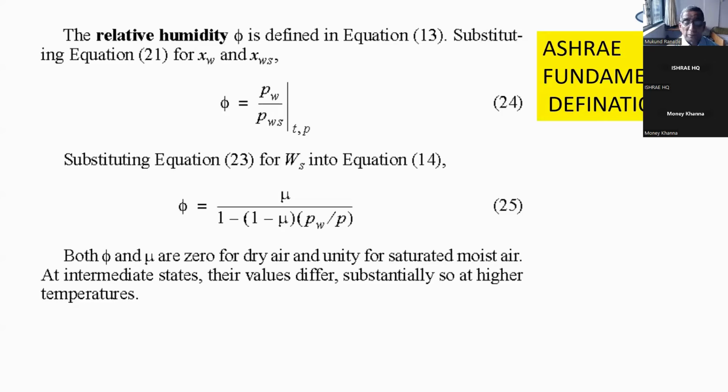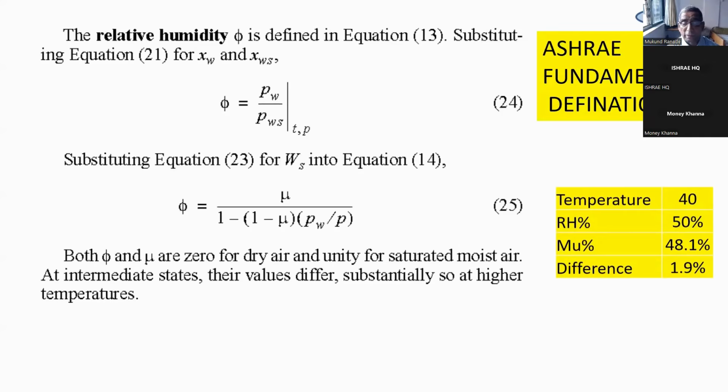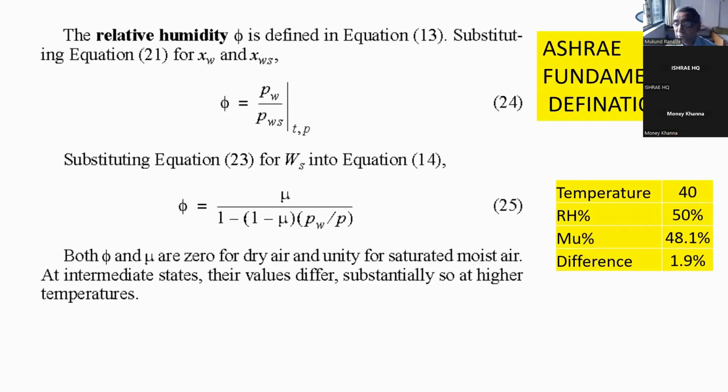So there is an equation given by ISHRAE that shows how relative humidity phi is mathematically related to mu, which is degree of saturation. Now, at 0% RH and 100% RH, both mu and phi, which is relative humidity, are equal. But at 50% RH and particularly at higher temperature, the difference is very large. For example, as you can see on the right side, at 40 degrees centigrade, if we take RH as 50%, then W upon Ws, mu, is only 48.1%, and the difference is almost 2%.